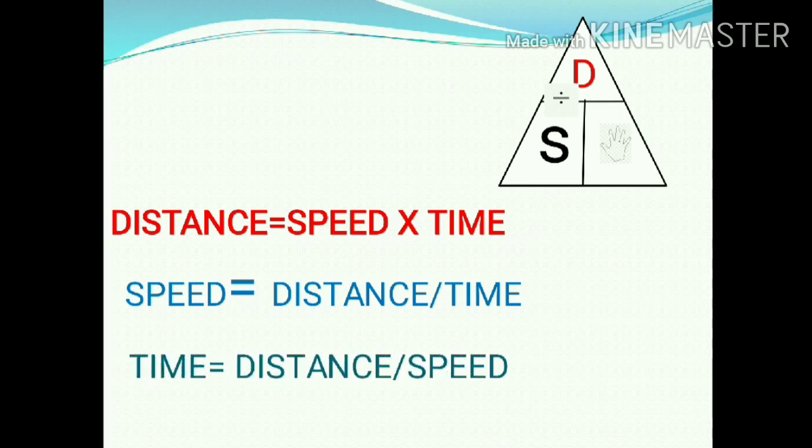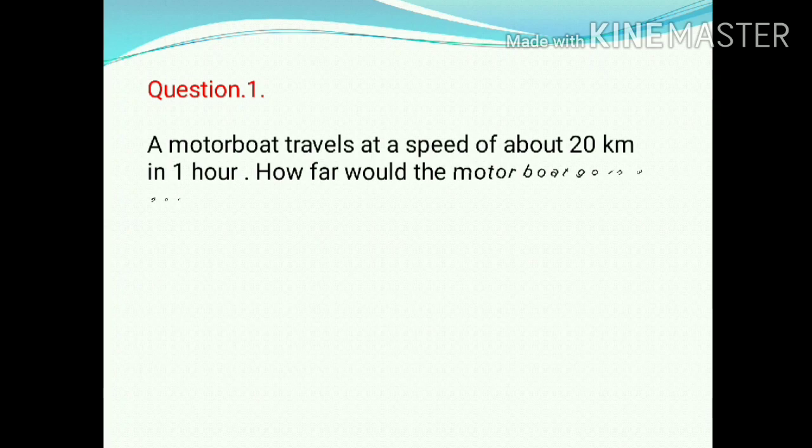That's it. Now let us try to solve some word problems using this super triangle rule. First question has been taken from NCERT book. A motor boat travels at a speed of about 20 km in 1 hour. How far would the motor boat go in 3 hours?